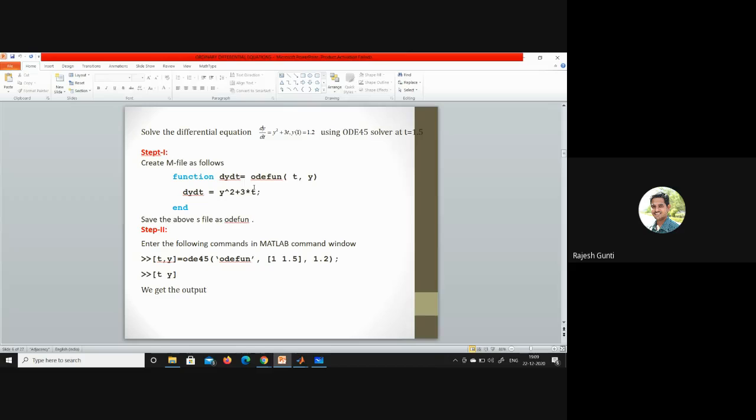So I will solve 2, 3 or 4 problems. Then I will concentrate on programming. I will write my own solver here. If this is the inbuilt solver, I will write my own program. I will write my own program to solve the ordinary differential equation. That's the next step.